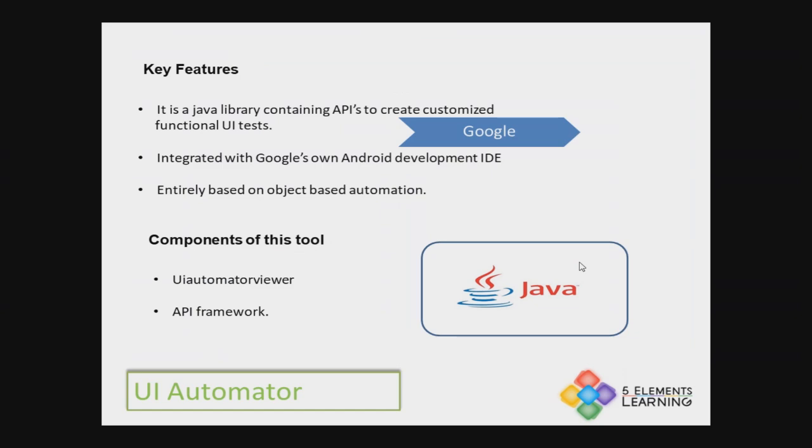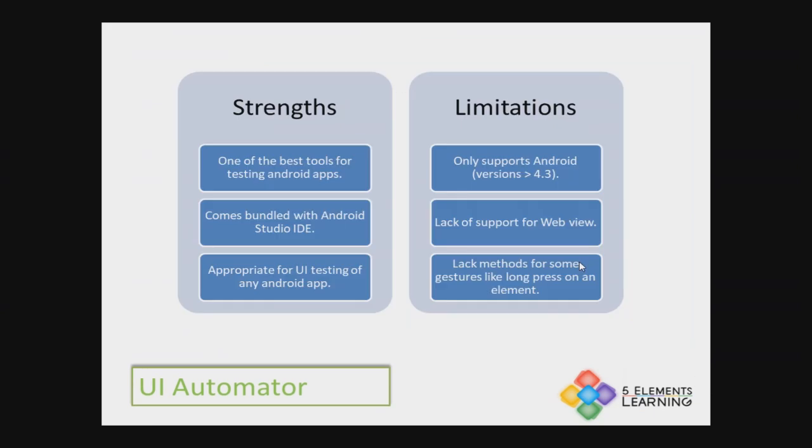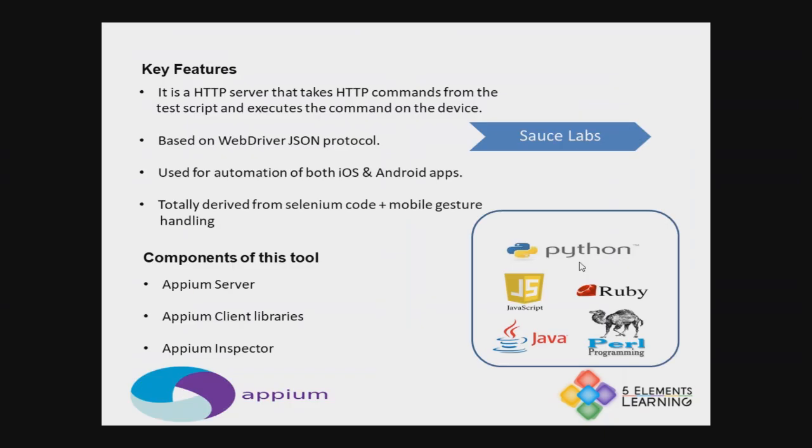Then you have got UI Automator, which is effectively provided with Google and it is integrated with Google's own Android IDE and it is based upon object-based automation. You use Java as a language. It only supports Android version 4.3 and above. It does not support advanced user gestures like long press, etc. But it is a good tool to test any Android-based applications and it comes bundled up with the Android IDE.